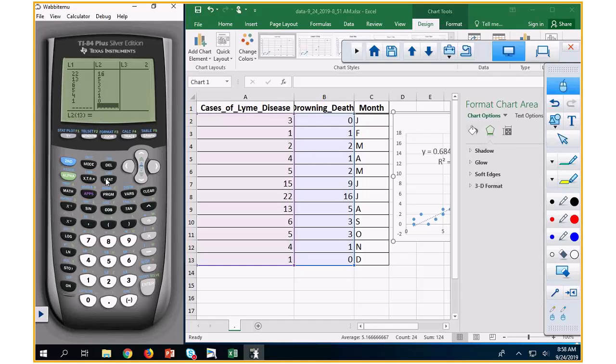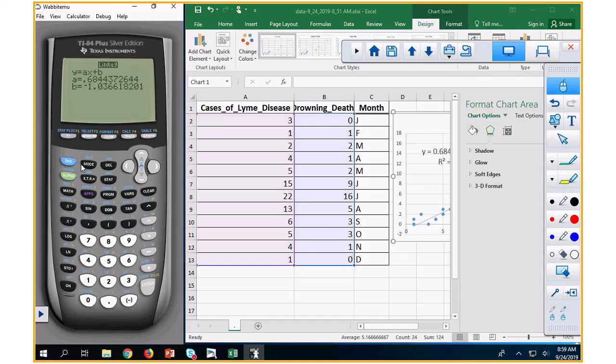And I think you hit stat, I hadn't done this in a while, calculate, 2-variable statistics, L1, L2, and I'm just going to hit calculate. There you are. And we may have to go down. I don't know if it's going to give us R. Yeah, I think you have to do linear regression. Okay, linear regression. So stat, calculate, linear regression, and then L1, L2, and calculate.